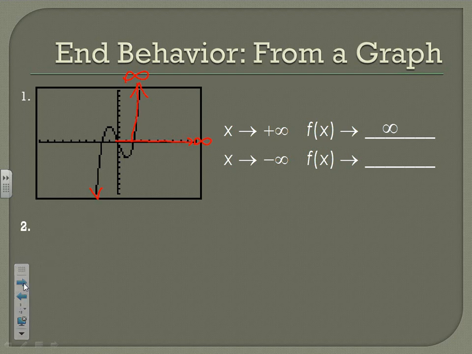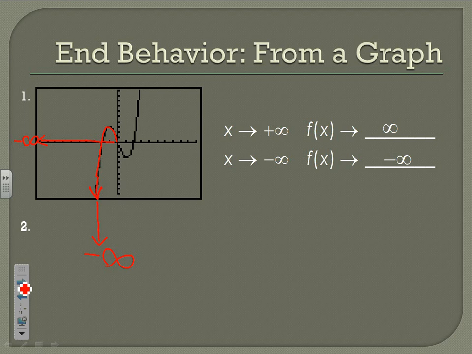Now we look at it the other way. We say as x approaches negative infinity, so as x is going this way to the left, as it's going towards negative infinity, what's happening to my graph? Well, as we go out to the left, my graph is going down, down, down. So that means it is approaching negative infinity. So we would say that end is approaching negative infinity.